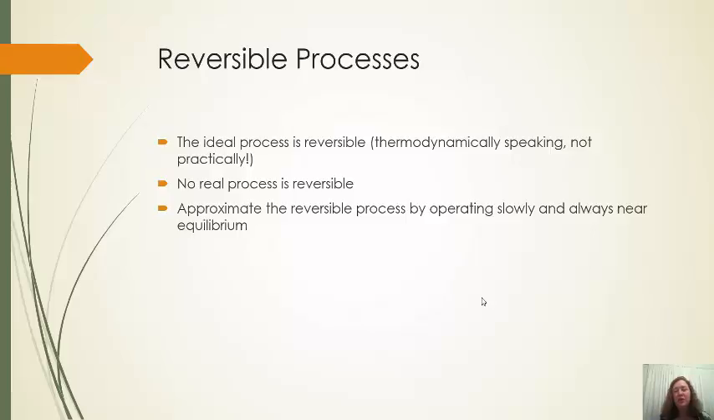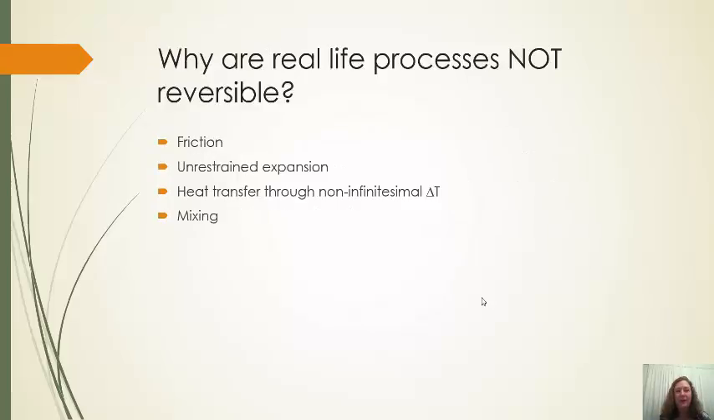So slow, at equilibrium. What are the things that go wrong? Well, friction is the number one problem. Friction is unavoidable. Even in the best greased systems, I'm going to still have friction losses. I also have issues whenever I have unrestrained expansion. If I pop a balloon, I'm not going to get it back together. So that's going to be an irreversible process.